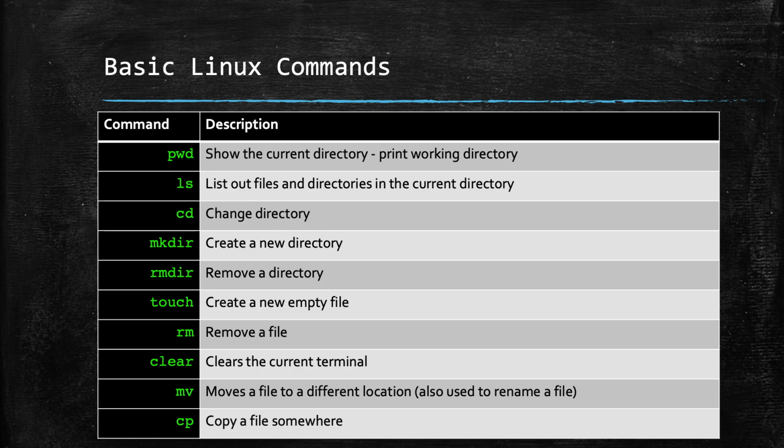Everything is text-based. And then we also have to know how to list out files, show what files and directories are in the current location. We can also change directories, so we can go up or down a directory. We can also create new directories using this make directory command. We'll also use something called remove directory, rmdir, and then we'll create blank text files. And then we'll also remove files, clear the terminal, move files to a different location. So how can I move it from this directory to a different location? And then also, how do we copy a file somewhere? So let's dive right into it and let's do some examples here.